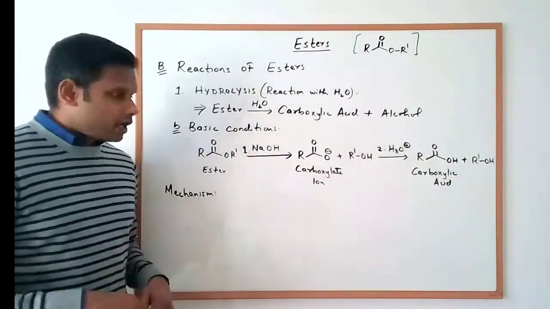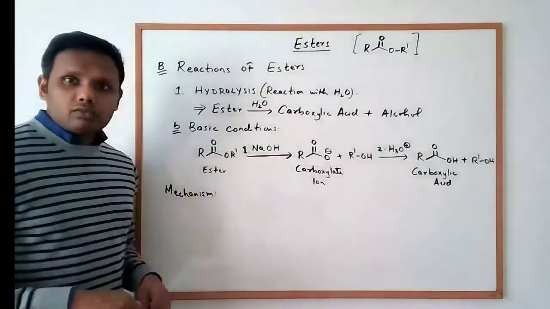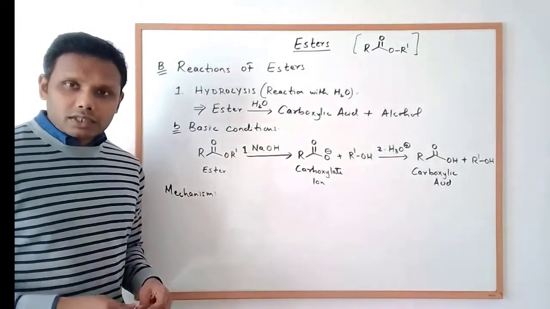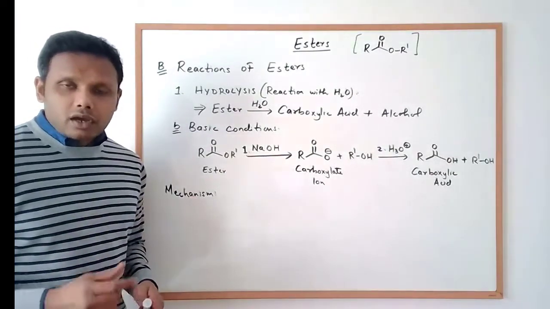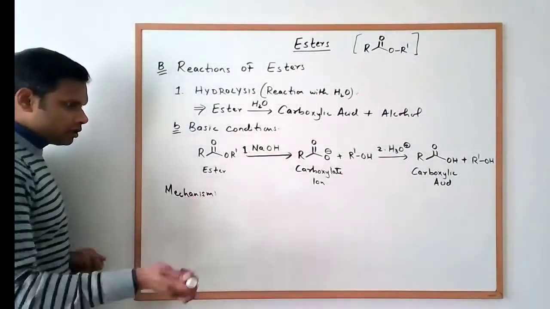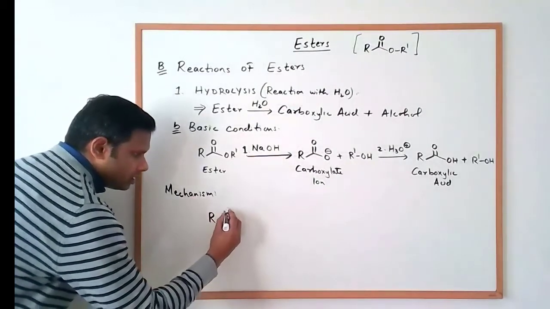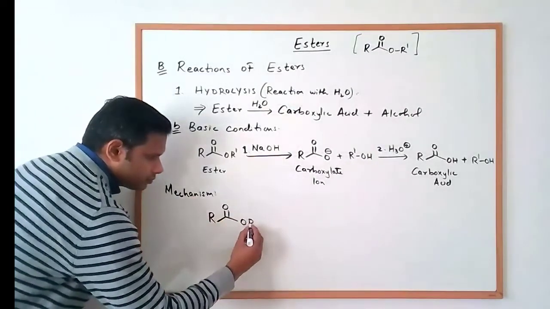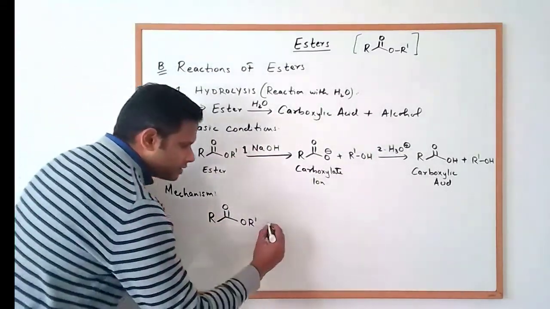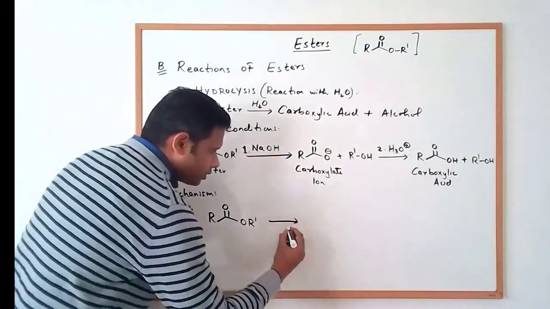Now, since this is a reaction that's going on under basic conditions, the mechanism would resemble the reactions of carboxylic acid derivatives under nucleophilic or basic conditions. So let's work on the mechanism here. The mechanism starts out with the attack by the nucleophile on the acyl carbon. So there is no protonation here. There is no initial protonation.